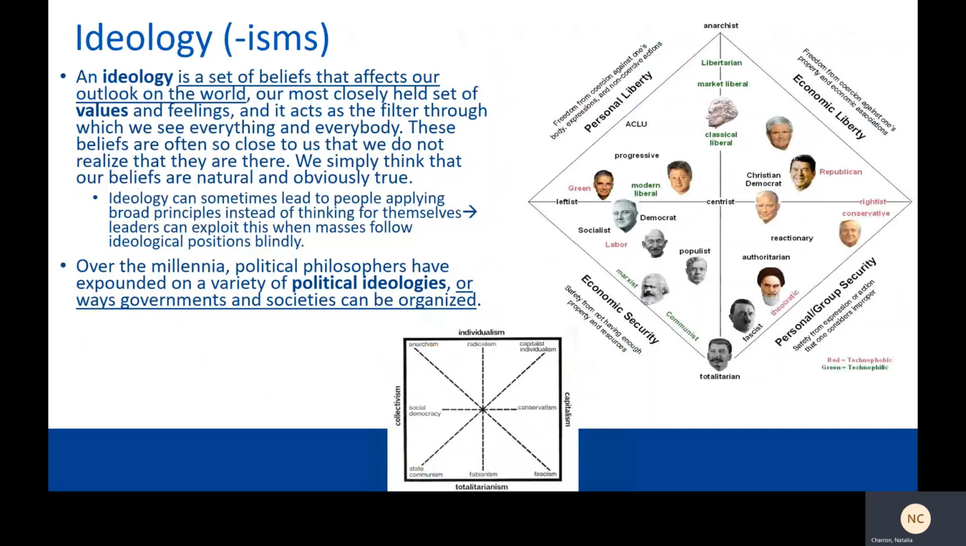A big part of this story has to do with the concept of ideology, or the isms: socialism, capitalism, liberalism, communism, conservatism, fascism, the isms. So we've seen this word before. We're going to go over it again. An ideology is a set of beliefs or values that affects our outlook of the world, our most closely held set of values and feelings. And it acts as kind of a filter through which people see everything and everybody, through which people experience the world. These beliefs are often so close to us that we don't realize they're there. We just simply think that our beliefs are natural and obvious and true.